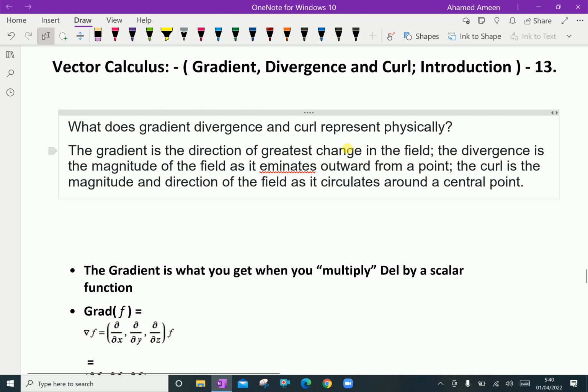Some introduction will do. What do gradient, divergence, and curl represent physically? The gradient is the direction of the greatest change in the field. That is, the point where the greatest change happens in the field is given by the gradient. The divergence is the magnitude of the field as it emanates outward from a point. The curl is the magnitude and direction of the field as it circulates around a central point.